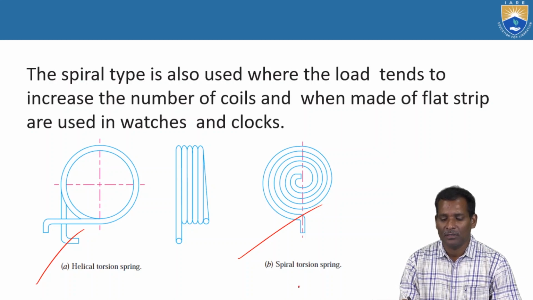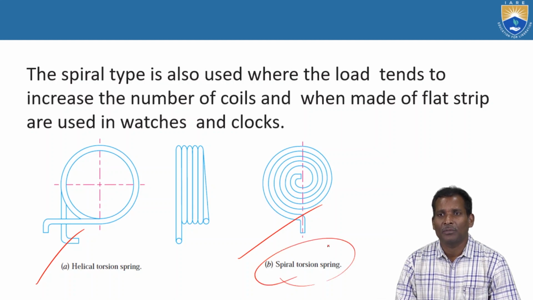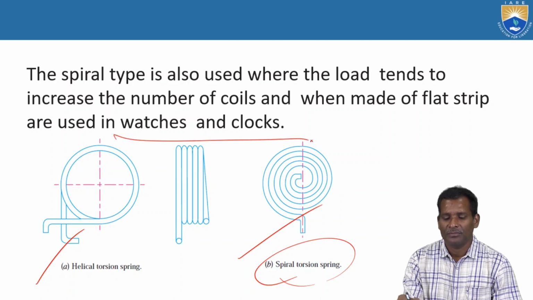In olden days, in clocks, this type of spiral torsion spring was used to store energy, and then whenever you want to release that energy, you can easily use it, due to the elastic nature of the body. In this spiral type, where the load tends to increase the number of coils, and when made of flat strip, they are used in watches and clocks.